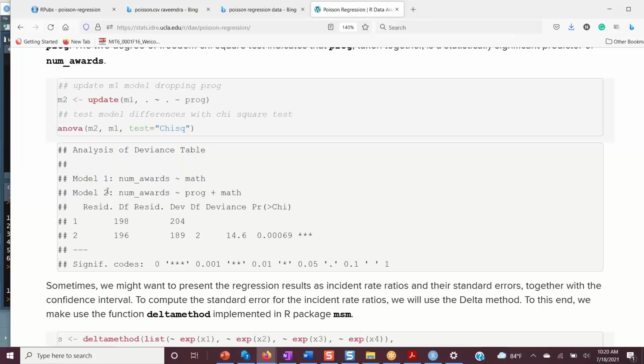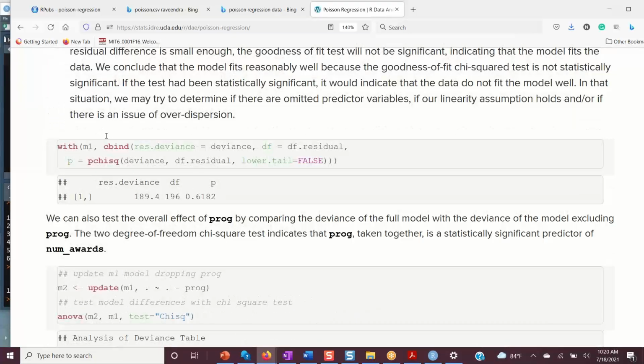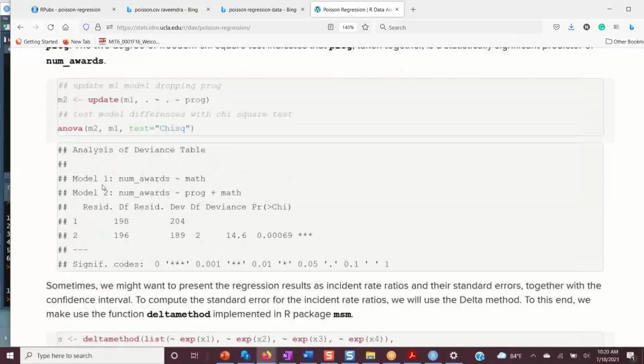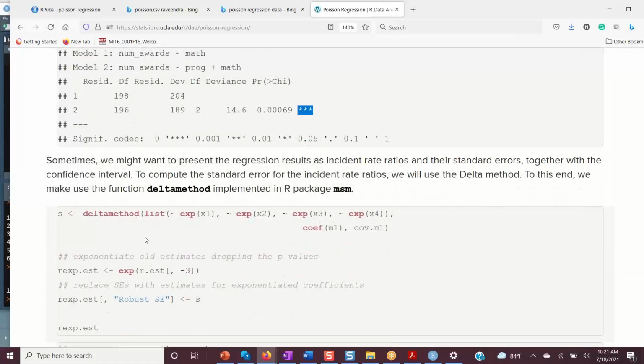I think this is switched, unless they redid the model. I don't know. Yes, it is switched. The first model was program and math, and the second model was without program, so only math. When we compare that, you can see the 3-star we get. That means very significant, so you have to use the program variable in the model. Is everybody good?